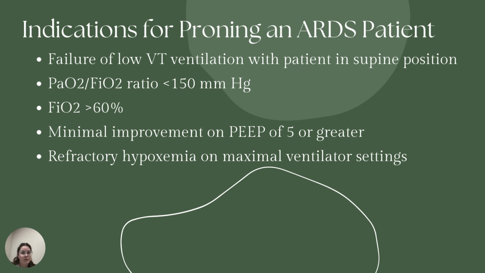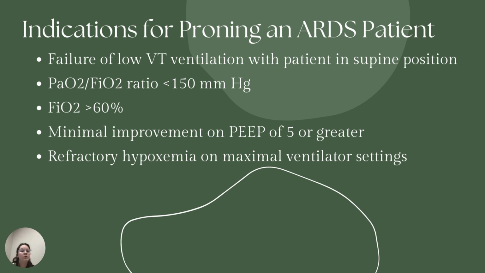So the indications for proning an ARDS patient: failure of low tidal volume ventilation with the patient in supine position. So if we've tried everything and they're still getting low tidal volumes, not life-sustaining, you can try proning them and we might be able to increase that. If their PF ratio is less than 150 millimeters of mercury on ventilation, then we have tried everything. We're doing what we can, and proning is kind of like a last-ditch effort. So then also, if their FiO2 requirements are greater than 60%, proning might be beneficial for them.